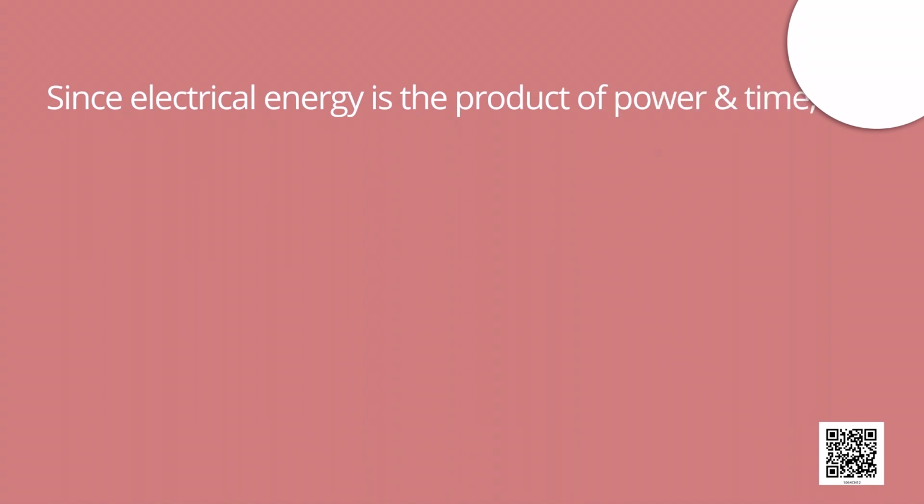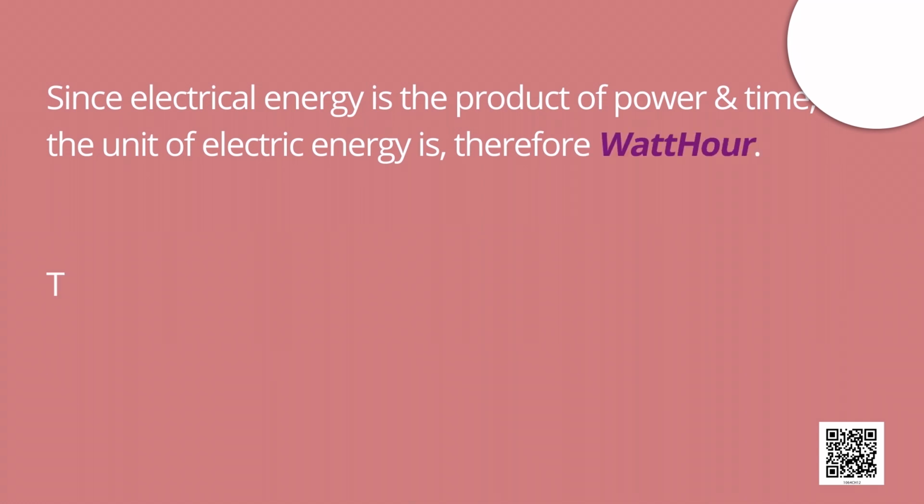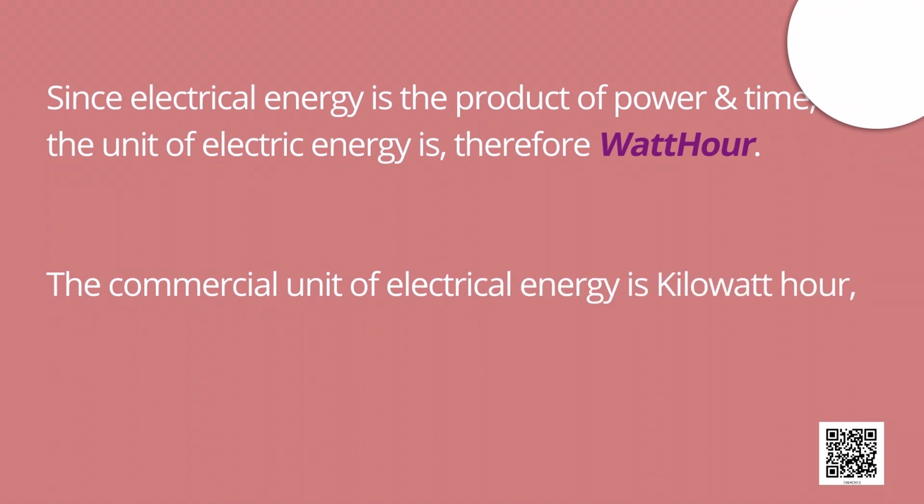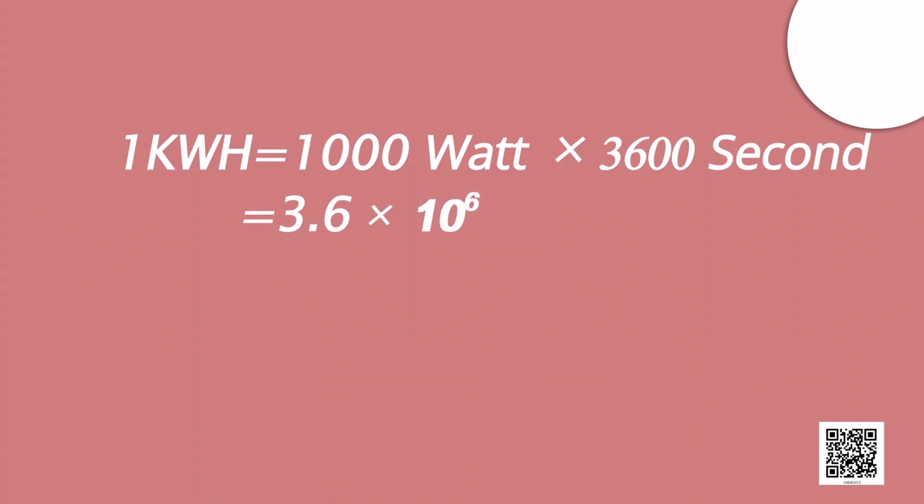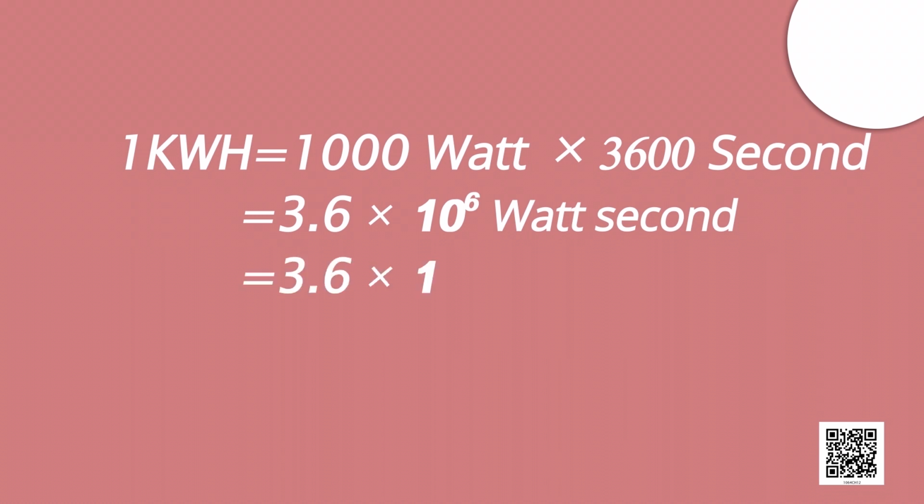Since electrical energy is the product of power and time, the unit of electric energy is therefore watt-hour. The commercial unit of electrical energy is kilowatt-hour, commonly known as 1 unit. Do you know, children, that 1 kilowatt-hour is equal to 1000 watts into 3600 seconds, that is 3.6 into 10 to the power 6 watt second, which is equal to 3.6 into 10 to the power 6 joule.